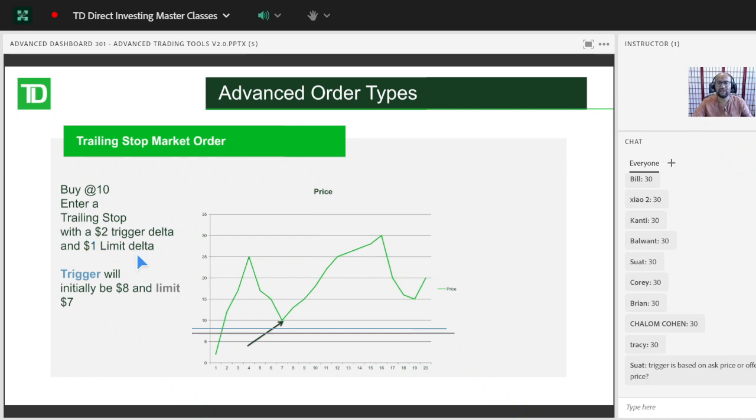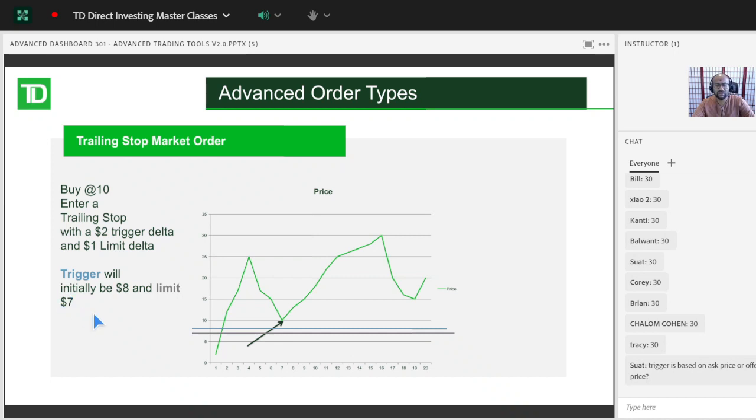And this is how you would set the limit price up. It's basically a difference off of the trigger price where you say, this is the absolute lowest price that I'm willing to sell my stock for. In this case, it's a $1 difference, so it's going to be $7. Remember, 10 minus 2 is $8, which is our trigger price. And then the limit price is going to be $1 off of the trigger, which is $7.